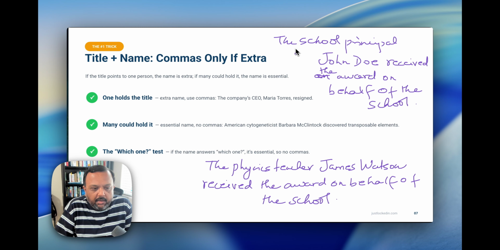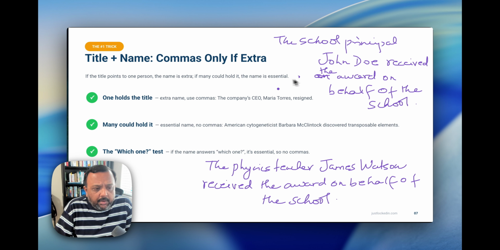So if you look at the school principal or school headmaster, right, there is only one school principal, right? So therefore, you can just write the school principal received the award on behalf of the school, right? And it'll be perfect, and you know who received the award, right? It must be John Doe because there is only one school principal, and that principal is John Doe, right? Like for example, the president of the United States, right? Whoever the president is at the time that you're watching this video, right? So there's just one person.